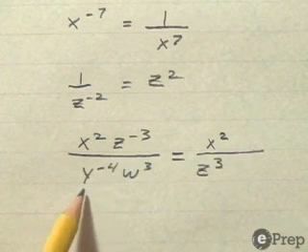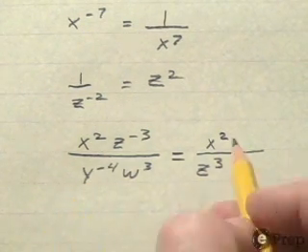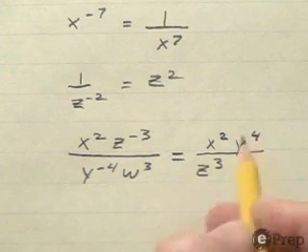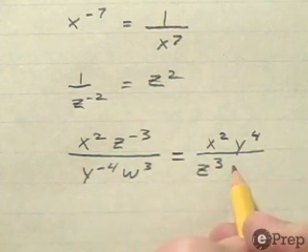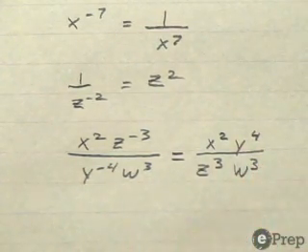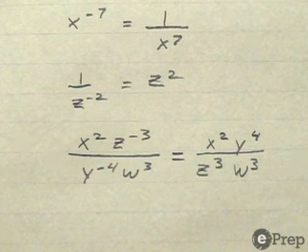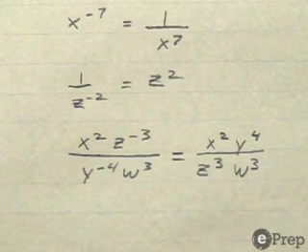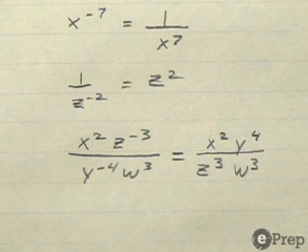Then you go down here and you see that this y is being raised to a negative 4. So you want to flip it to the top. And there's no problem with the w to the 3rd. I would leave it right where it is. And this would be my simplified answer right here. So again, I'm not trying to teach you everything there is to know about exponents, just enough to help you on the ACT.